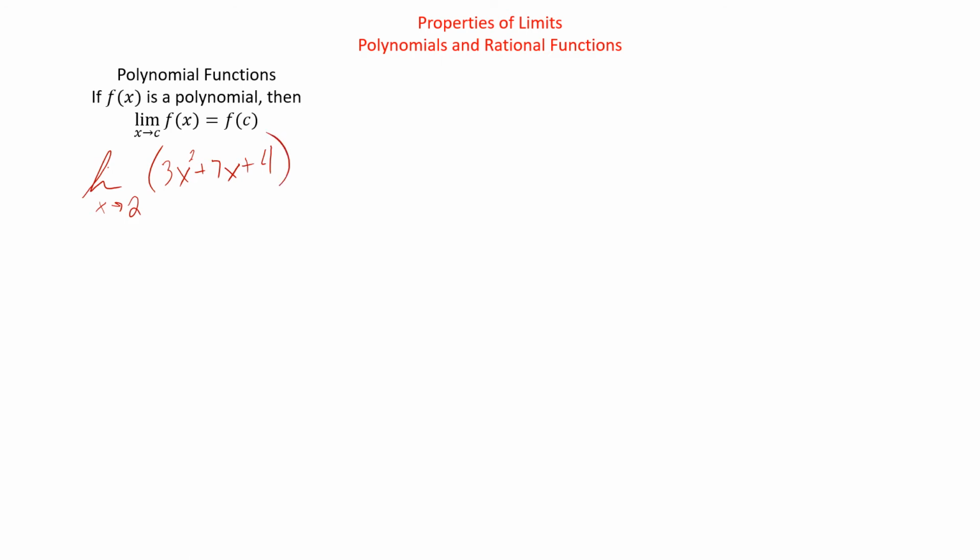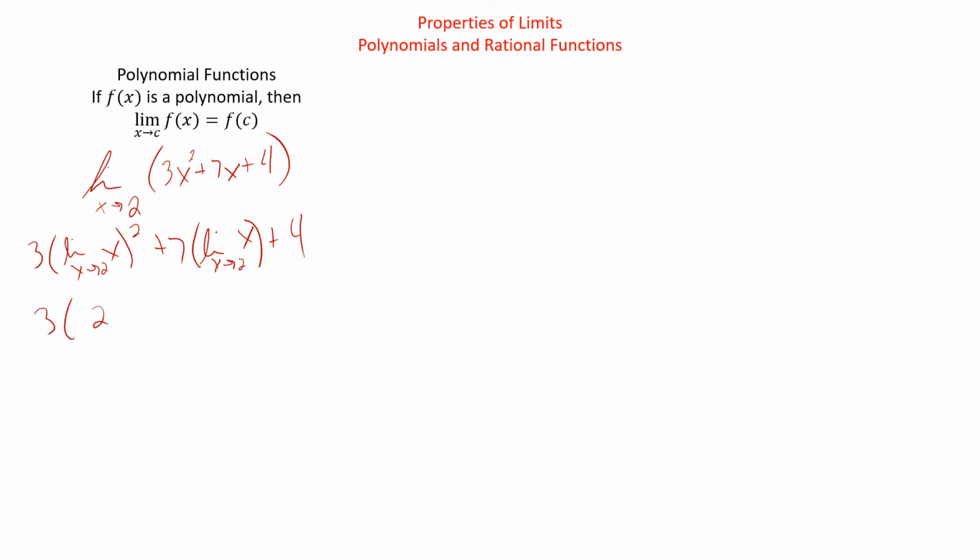We can split this up so that we can use properties for this. So we can split up the addition, we can split up the constants. This is going to be the same as 3 times the limit as x goes to 2 of x squared plus 7 times the limit as x goes to 2 of x plus 4, the limit as x goes to 4 is 4. And so we split this, and basically the x's just got replaced with the limit as x goes to 2 of x. Well, what is the limit as x goes to 2 of x?